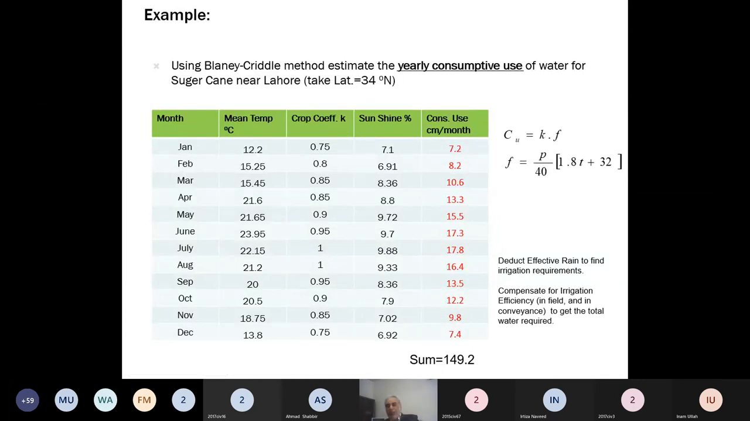Losses can be at the field, losses can be in the conveyance system. So here we are talking about field and conveyance losses both together. If I say that total losses are 40% combined together, then 40% of this should be calculated, 0.4 into this thing, and add it into it. It will come out to be about 200 centimeter of water, 2 meter of water for the whole season. So this is the way we calculate the actual consumptive use, the net irrigation requirement and the total water requirement, considering the losses also. Please do it and then submit it also in the laboratory.